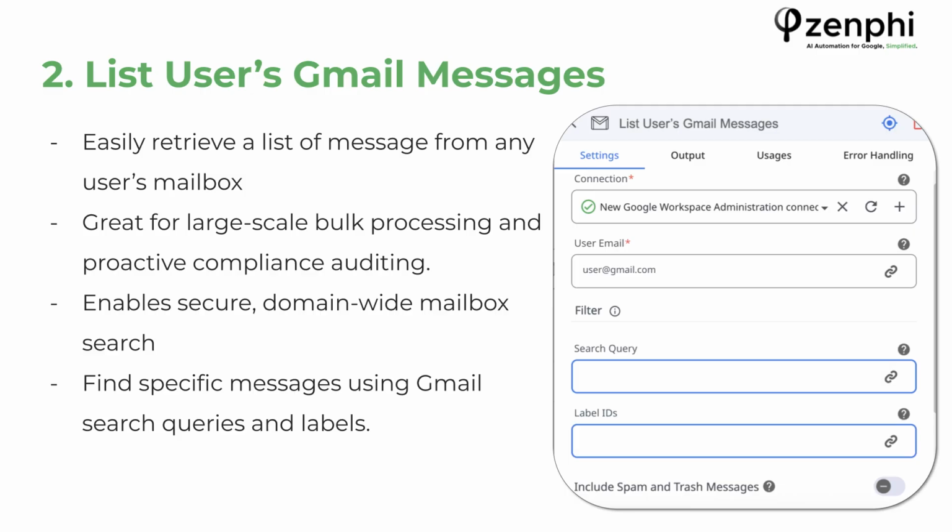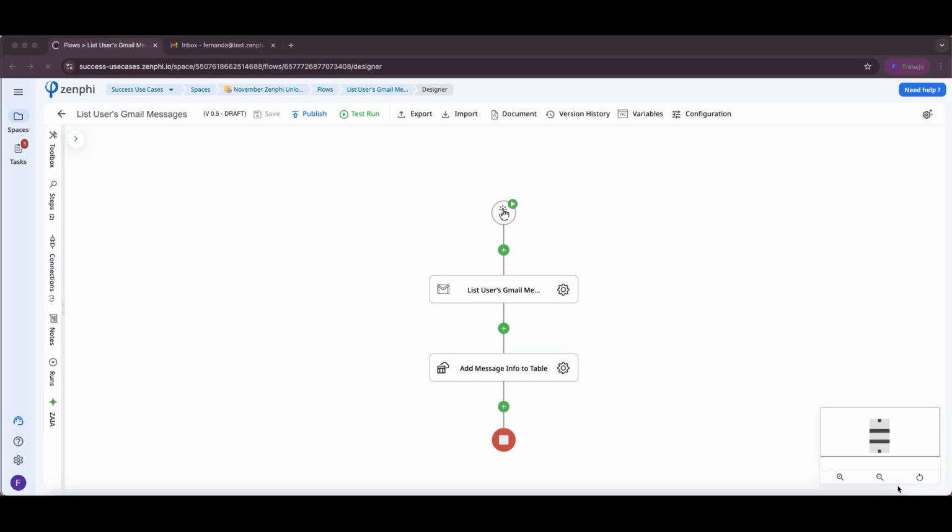Next, we have a feature that is going to be a massive help for large-scale bulk processing and proactive compliance auditing: List Users Gmail Messages. This action allows you to perform a secure domain-wide search of any user's mailbox. You don't need to log in as them. You can find specific messages using standard Gmail search queries and label filters. There could be different scenarios. Imagine you are an admin and you need to find a specific phishing email that was sent to an employee, or perhaps audit a specific contract negotiation.